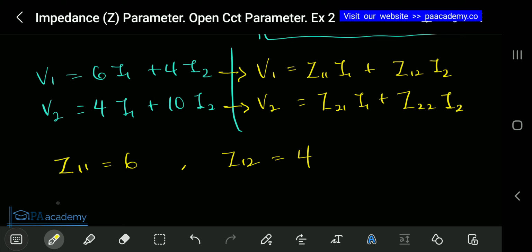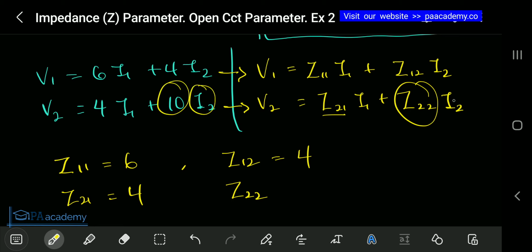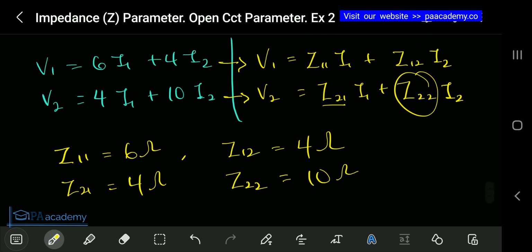Z12 equals to 4, and then our Z21, this is it, will also be equals to 4, and then our Z22, this is Z22, is 10. You can see beside this is I2 and this is I2, and V2, V2. So that is how you do the comparison, so that our Z22 is equals to 10. Now, assuming the question asks us, don't forget the unit is also important. When you are saying your Z11 is equals to something or Z12, don't forget to put the unit, which is ohms.